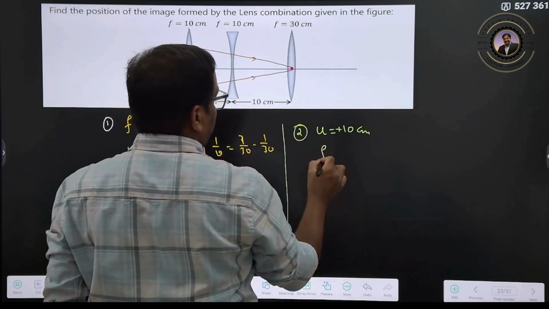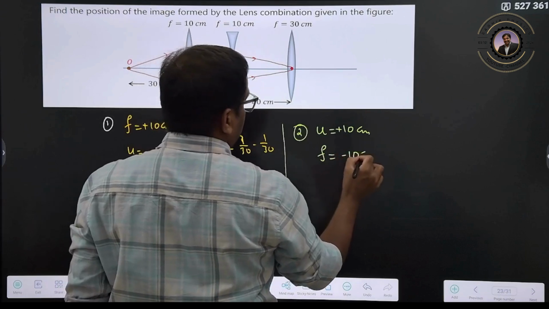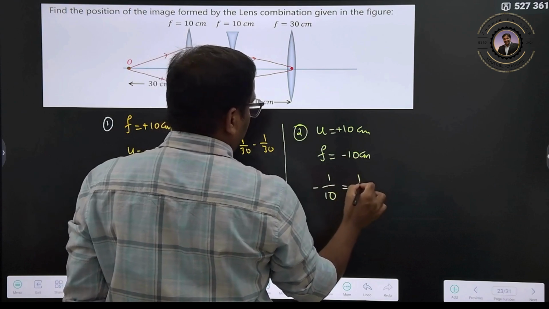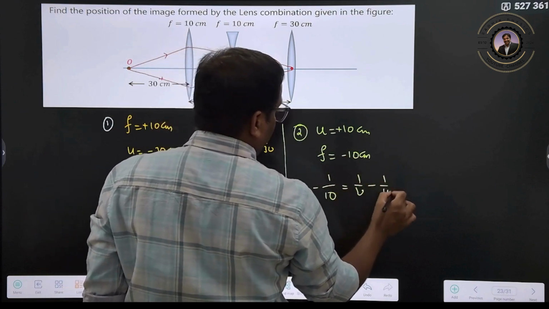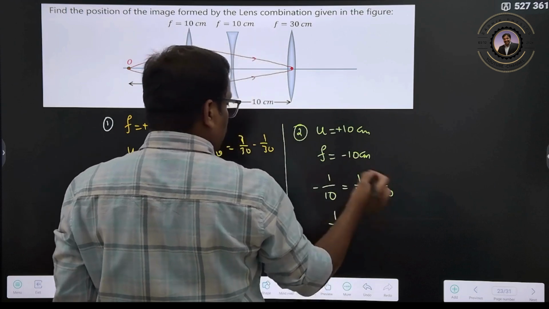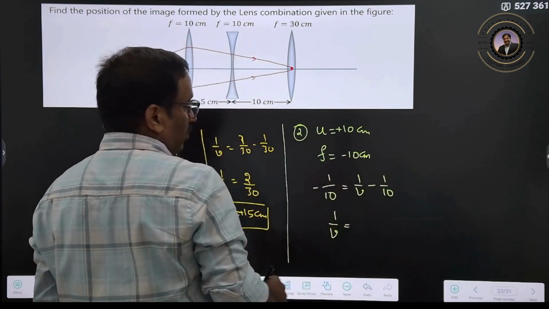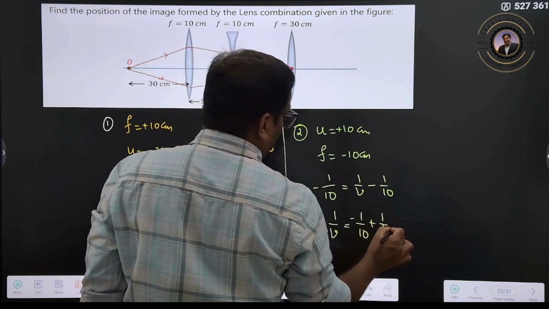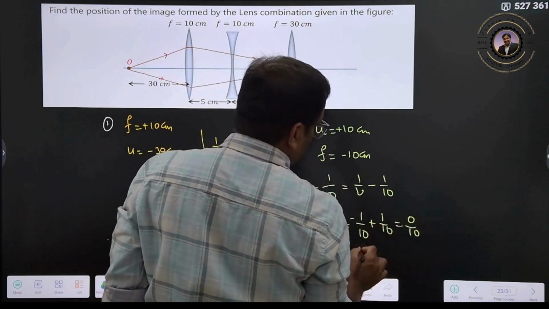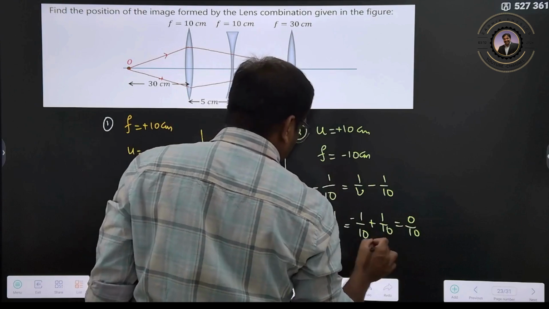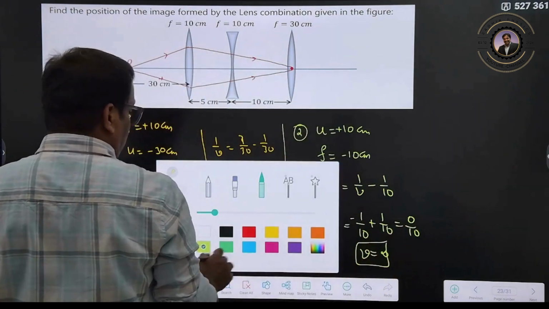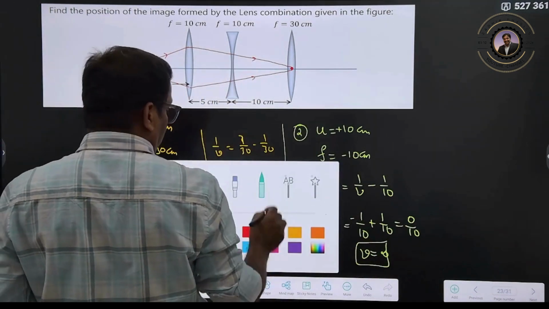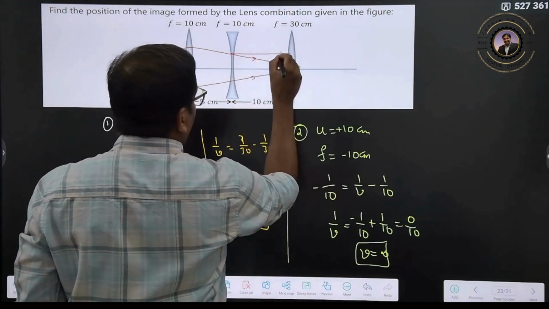What is the focal length of this lens? The focal length is minus 10 centimeter. So 1 by v is minus 1 by 10 minus plus 1 by 10. Therefore 1 by v is equal to 0 by 10, so v will be at infinity. That means the beam is going to convert into a parallel beam.